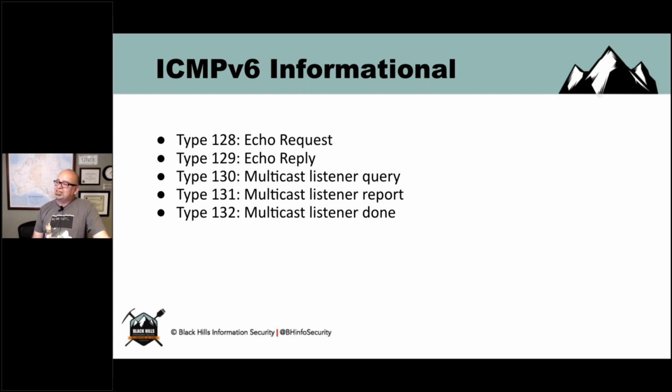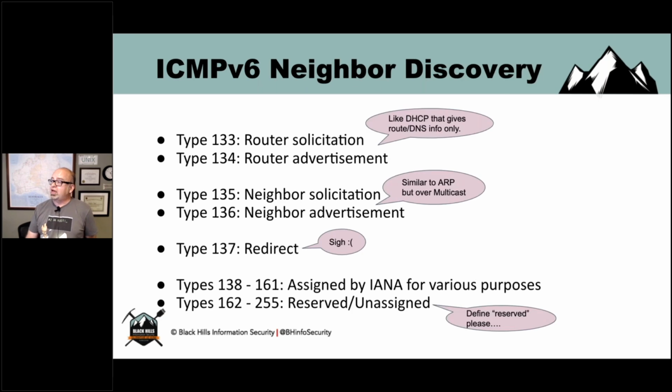Informational messages in ICMPv6 are the ones that you're used to: echo request, echo reply. There are also multicast listener query, report and done to deal with multicast operations in your switch network, which are also required to pass.